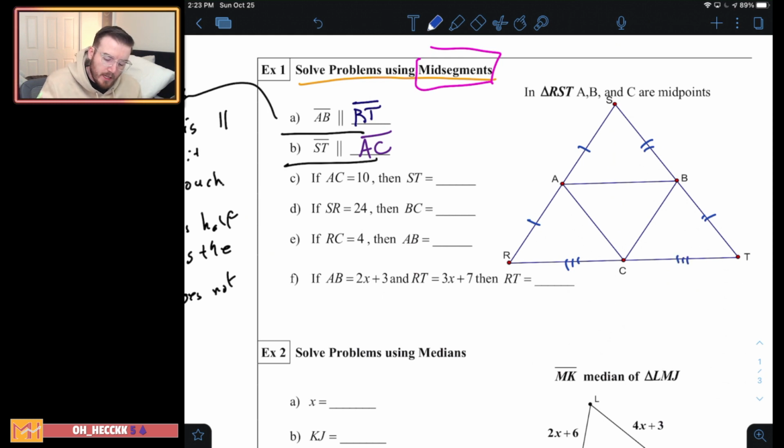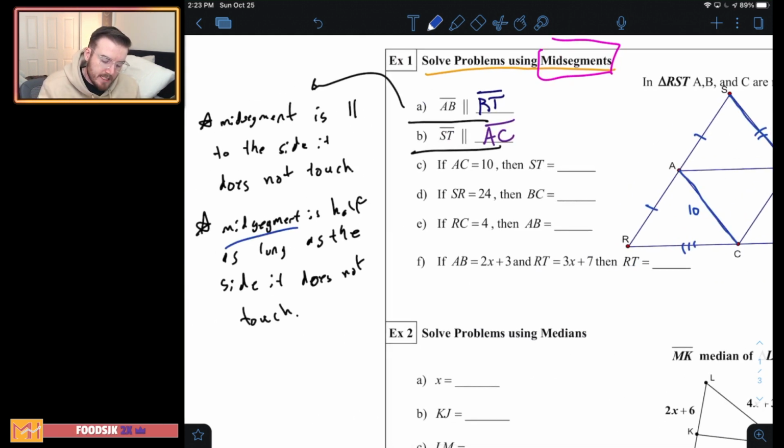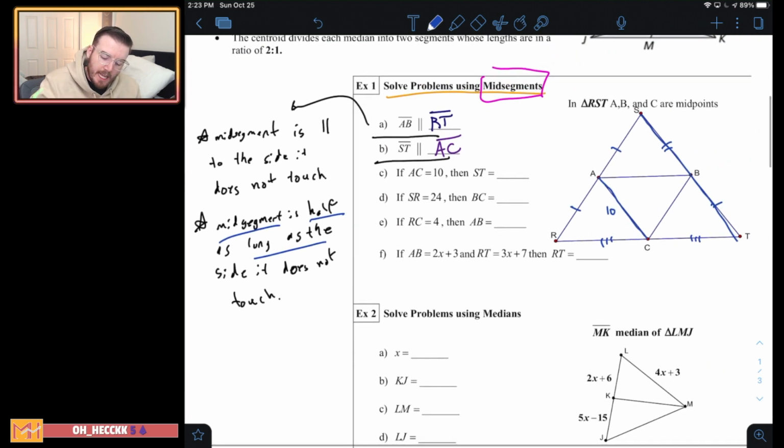Okay. So AC is this side right here. They're telling us it's 10 long. How long is ST? Well, ST is the side that it's not touching. The mid segment is half as long as the side it does not touch. So 10 is half of ST. Well, that means this must be 20. So this whole thing is 20. Take half of that and you get 10, of course, right?